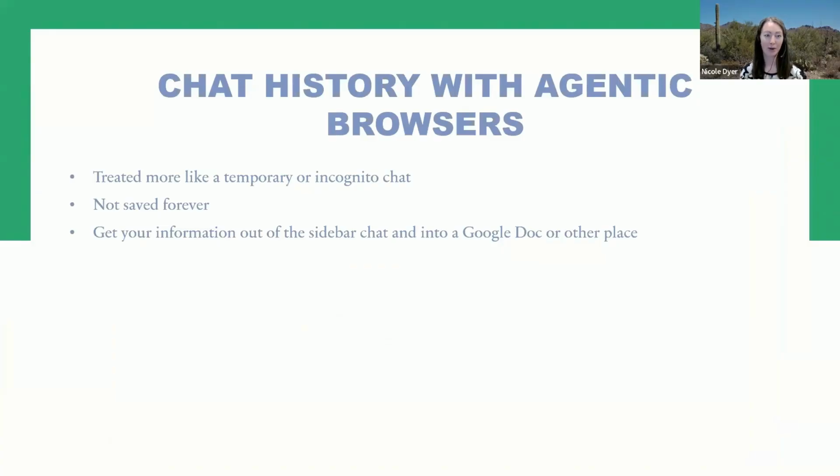One thing to know about agentic browsers is that the chat history is more temporary. It's not saved forever like your other chats within Claude or with Perplexity. So it's treated more like an incognito chat or a temporary chat where it's really only there when you have it open. So any valuable information you have in that sidebar that you want to get out, you have to copy and paste it into another document. So make sure that you're getting that out before you end the session. And if you accidentally close it, it will be lost.